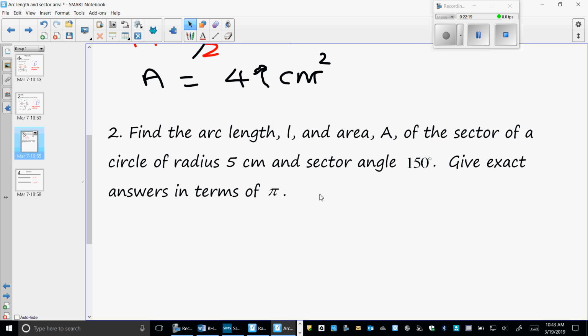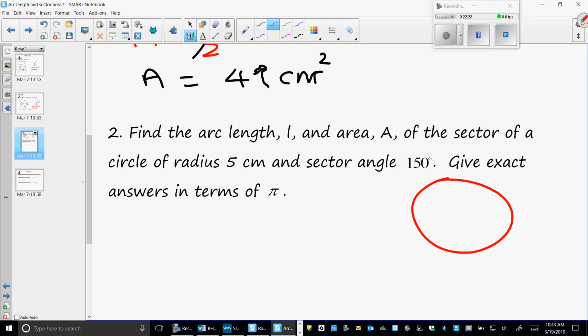Right, so arc length L, area A of a sector of a circle, radius 5, sector 150. So this time we know this is 150 degrees, this is 5, and this is 5. So we said to ourselves, uh-oh, we haven't got a radian measure. So the first thing we need to do is convert it. So how do we convert 150 degrees into radians? What do I multiply by?